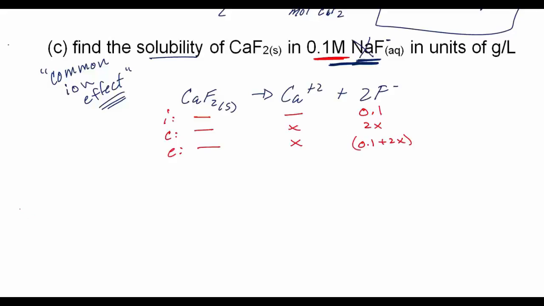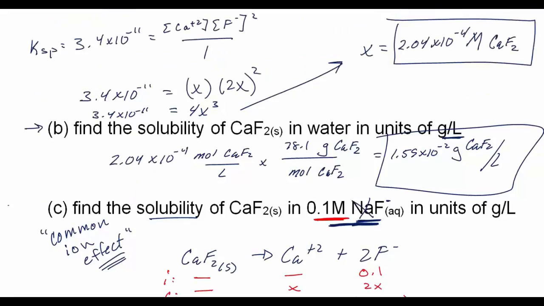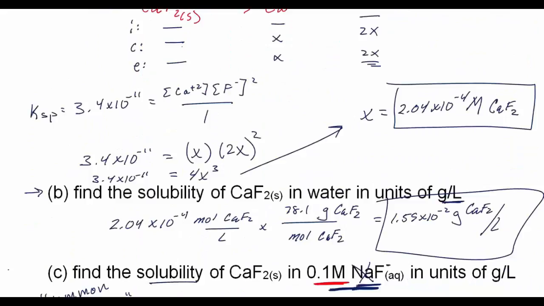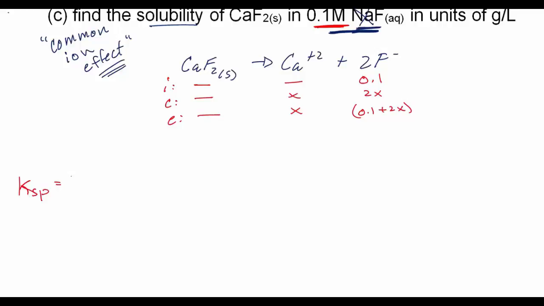So my Ksp is going to equal, what was it again? 3.4 times 10 to the negative 11 is Ksp. 3.4 times 10 to the negative 11 has to equal products over reactants: X times the quantity 0.1 plus 2X, squared, over 1.